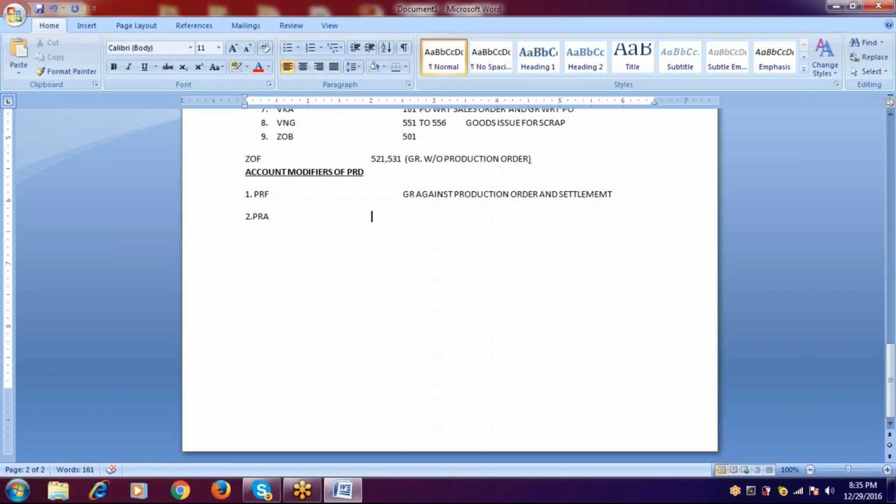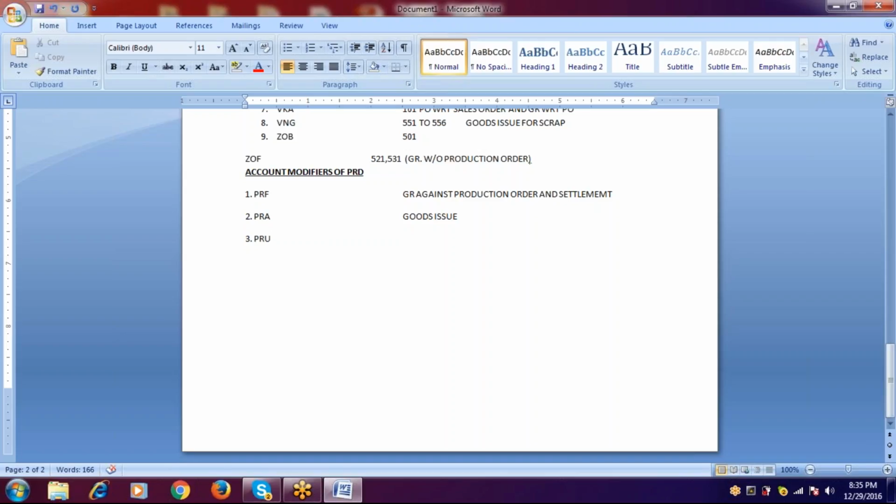What is the PRA? PRA is for goods issue and other movement types. This is only for goods issue. That means the price difference between the production order settlement and the GR against production is the first, and the second is during a goods issue. That is PRA. Another one, including PRA, is the third one, which we call PRU.